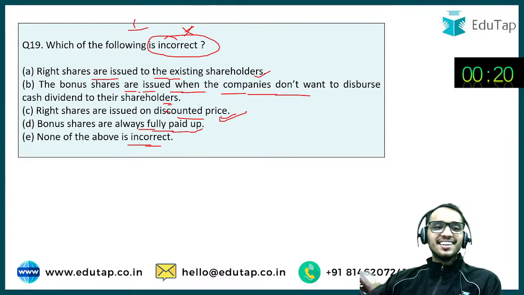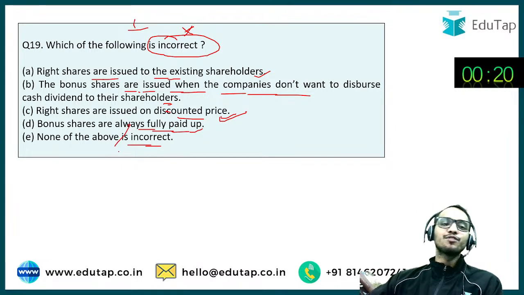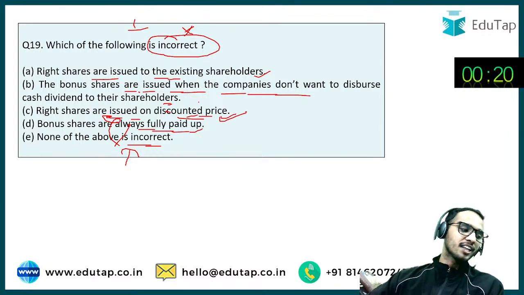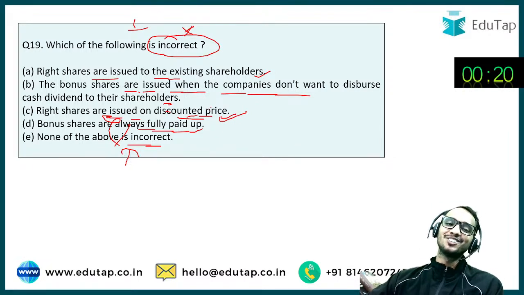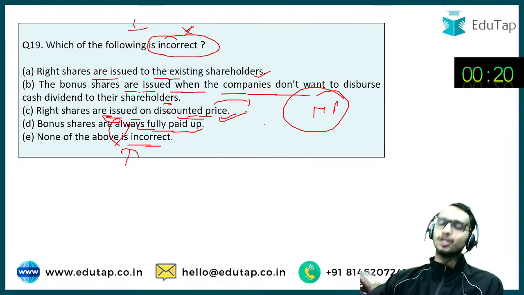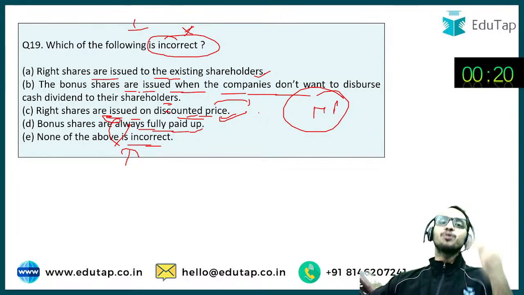Okay? See, correct, none of the options would be correct. Okay, right shares are issued on discounted price. Why, Shruti, you are saying it is not issued on discounted price? It is issued on discounted price when we compare it to market price, though we can't go beyond face value.